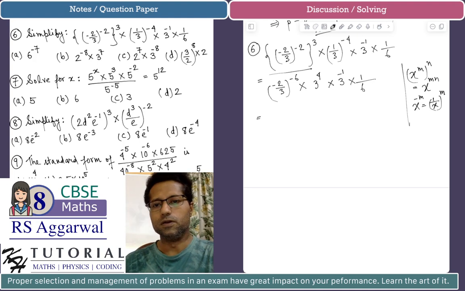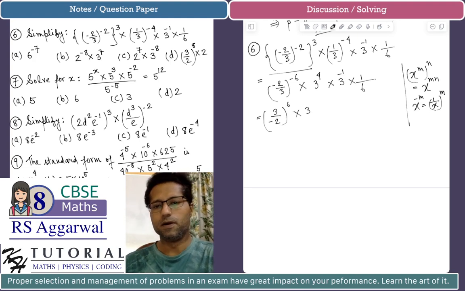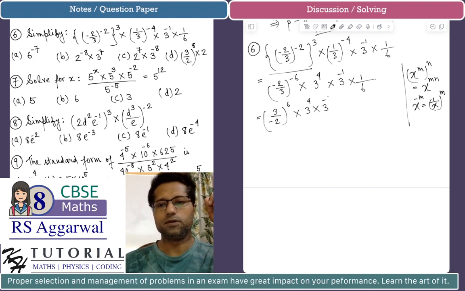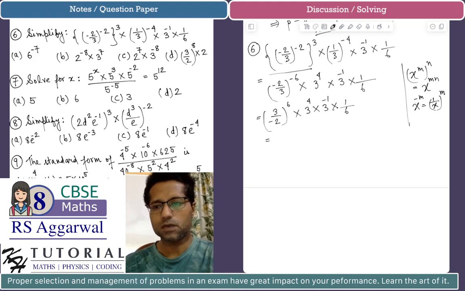So this is equal to minus 2 by 3 raised to the power minus 6. We can write it as 3 by 2 raised to the 3 by minus 2 raised to the power 6, multiplied by 3 by 3 to the 4, multiplied by 3 raised to the power minus 1 and 1 by 6. Now in the base, the rational number 3 by minus 2, you can make the denominator positive, even though it is not required.